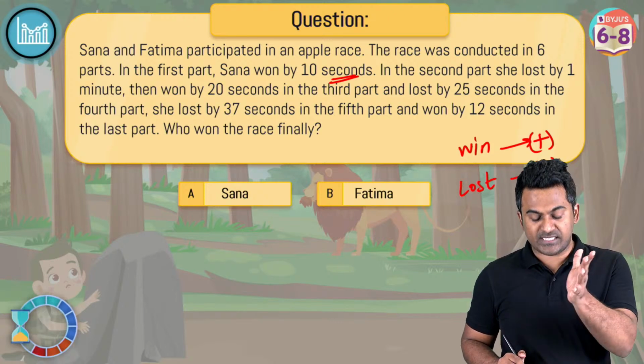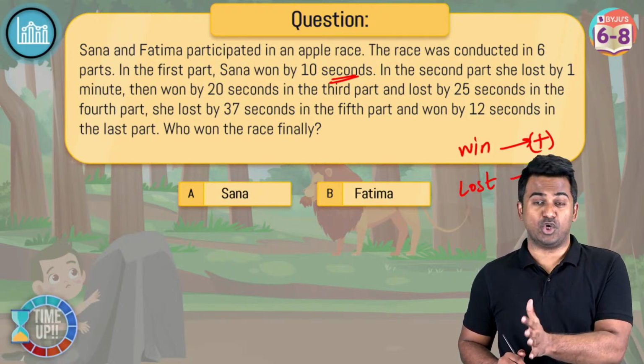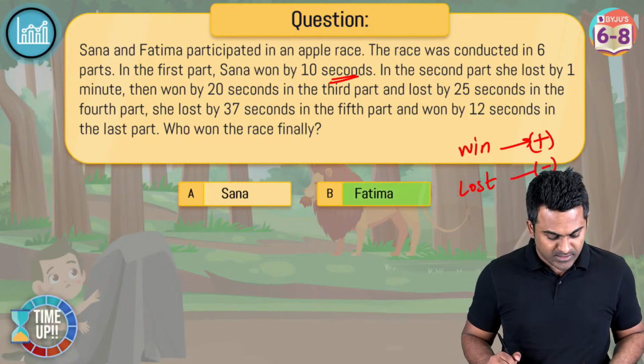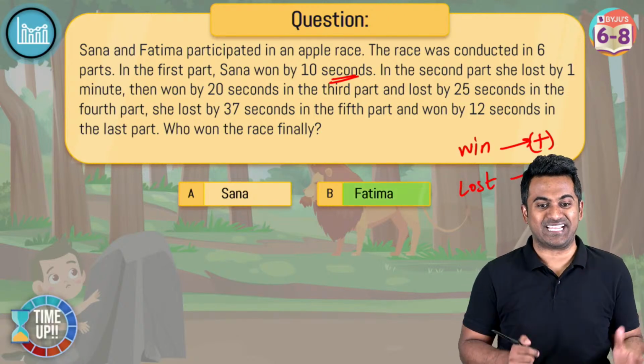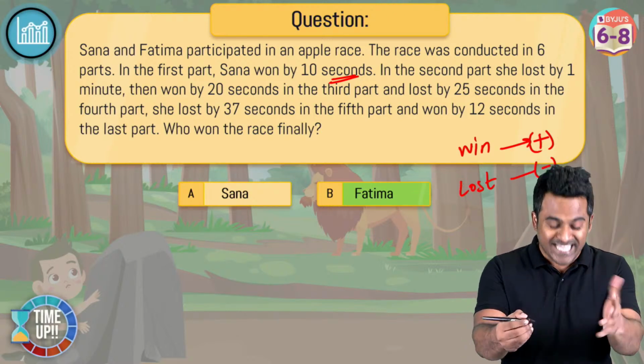Wherever Sana is winning, consider that a positive number, and wherever Sana has lost, take that to be a negative number, and you shall get the correct answer. Who won the race finally? The 30 seconds are up. Fatima has won the race because this has happened.